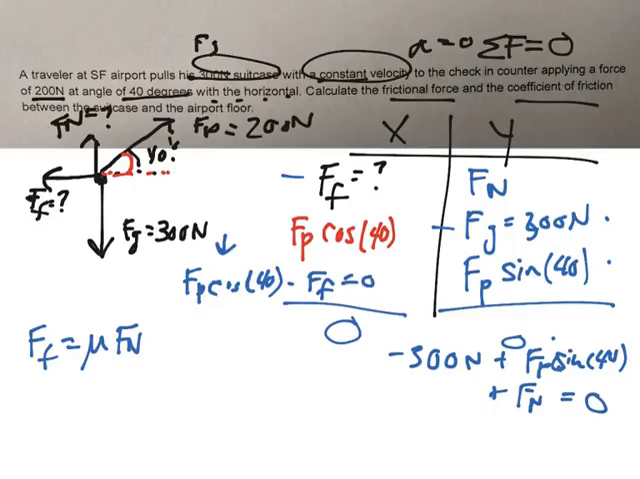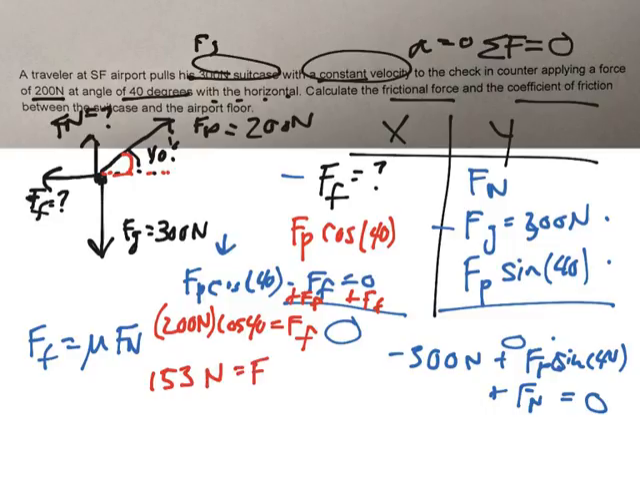So in fact, let's do friction first. We know that Fp is 200 newtons times cosine 40. We move this over to the other side, so it'll essentially be equal to the friction force. So plug that into your calculator. Cosine 40 times 200. If you plug this into your calculator, you would get 153 newtons is equal to the force of friction. So that answers your first question.